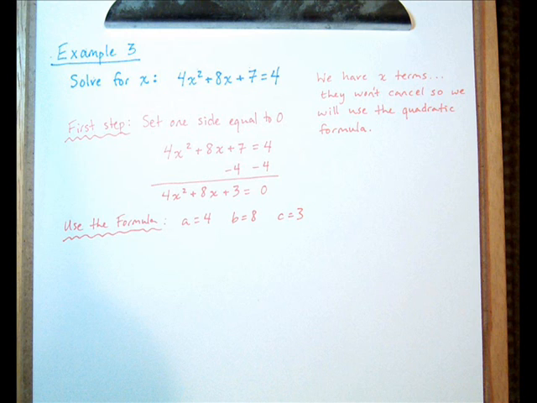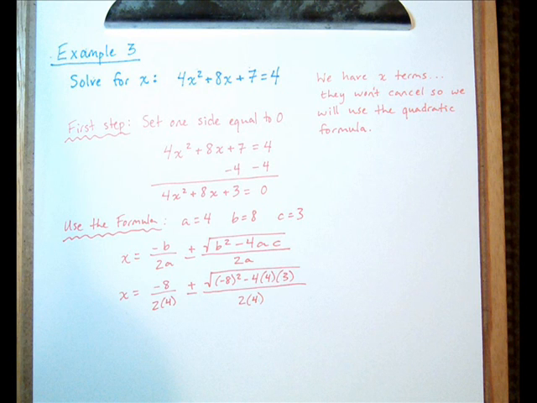So my a is equal to 4, b is equal to 8, and c is equal to 3, and they're all positive. So I'm going to take the quadratic formula, and I'm going to replace a, b, and c with those values. Then all I'm going to do is step by step go through and simplify. First off, the easy thing to simplify is the 2 times 4 on the bottom. Those are both going to become 8s. 2 times 4 is 8.